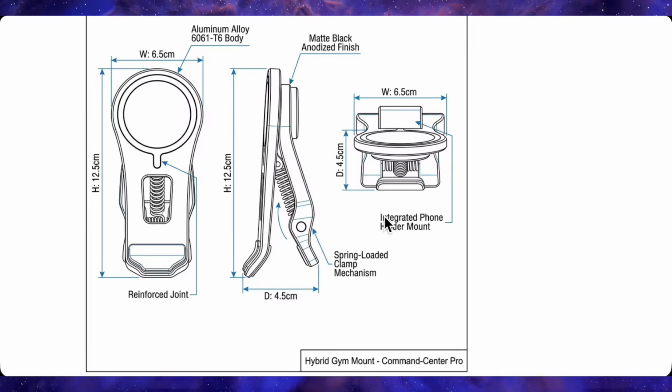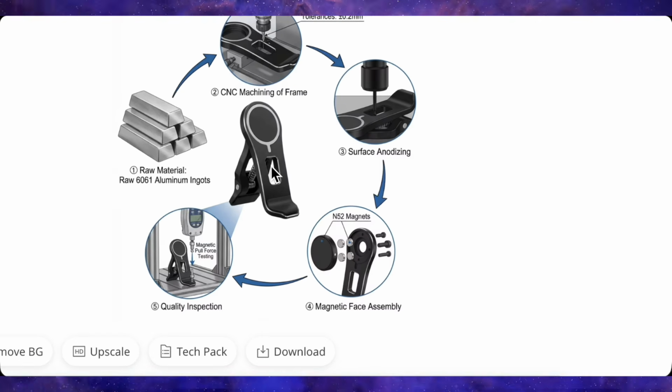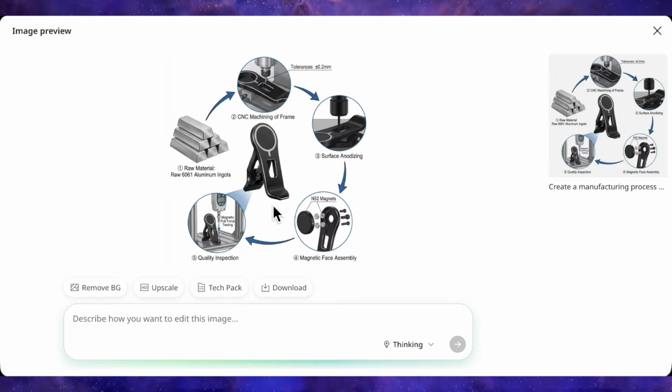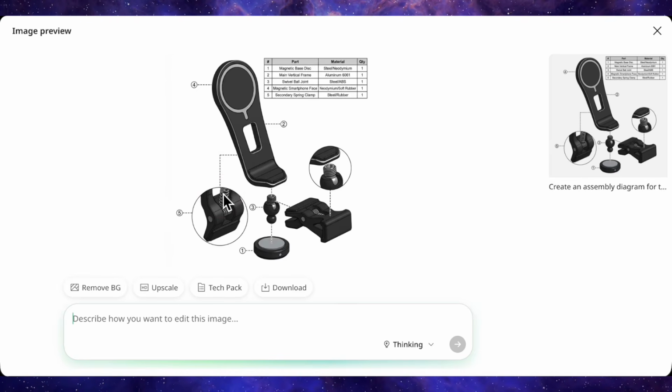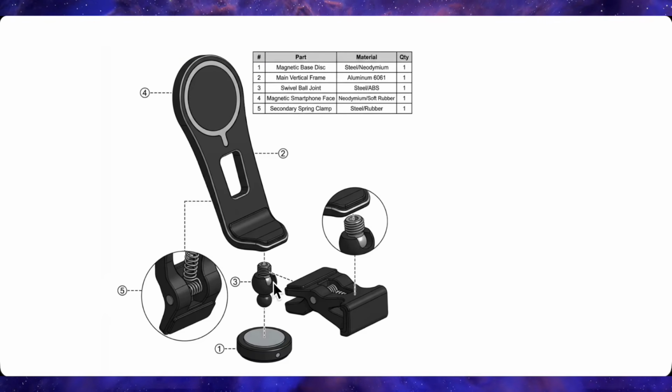But it doesn't stop at the visual design. Right below that, it maps out the entire manufacturing workflow step by step. It covers everything from raw material frame cutting and surface anodizing to the magnetic face assembly and final quality inspection. It even gives you a complete assembly and bill of materials breakdown, showing exactly how every single component connects.